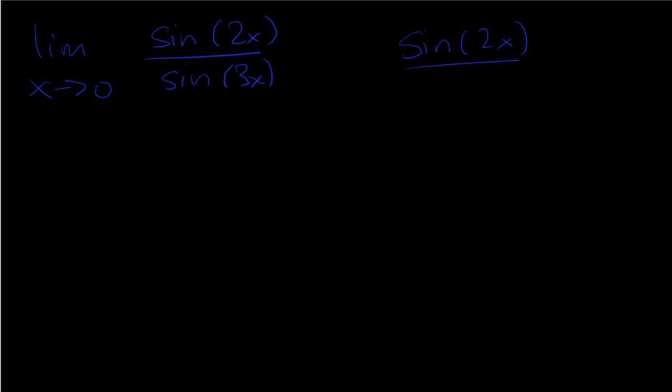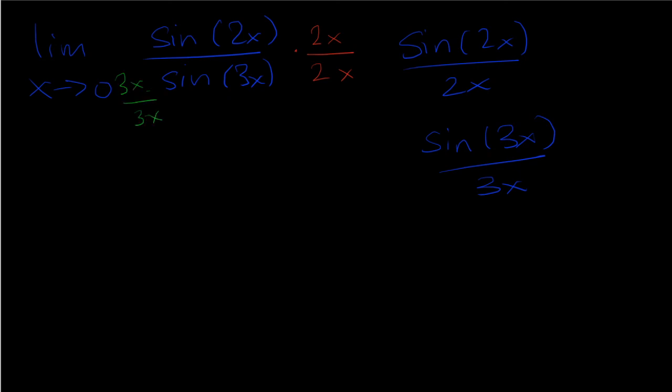Lastly, let's look at the limit as x approaches 0 of sine 2x over sine 3x. Ideally, I want to have sine 2x over 2x and sine 3x over 3x. So let's make that happen. Okay, that means we need to multiply the bottom by 2x. So that means multiply the top by 2x. And then here, we want to multiply 3x to the top, 3x to the bottom, like this.